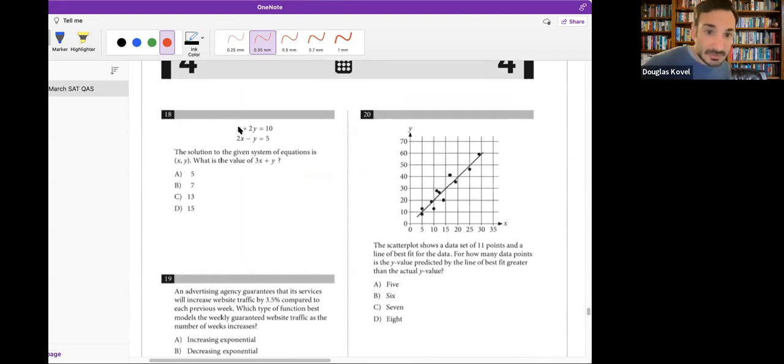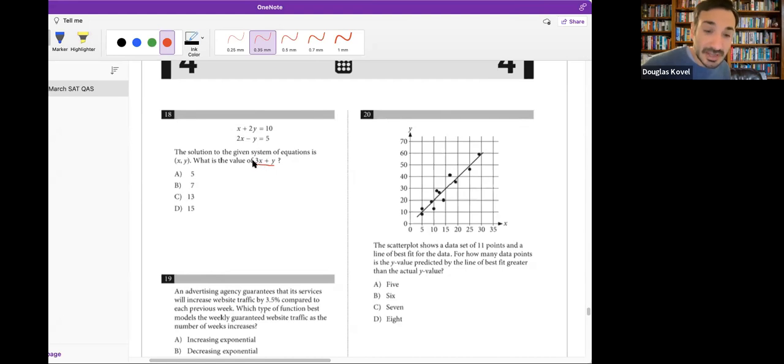Number 18 might look very similar to question 19, the one that we already looked at. It says x plus 2y equals 10 and 2x minus y equals 5. They say the solution to the given system of equations is (x, y), and they want to know the value of 3x plus y. One way you could do this is the exact way we did number 19: substitution or elimination to find either x or y. In this case, you don't even have to do that. This one rewards cleverness.